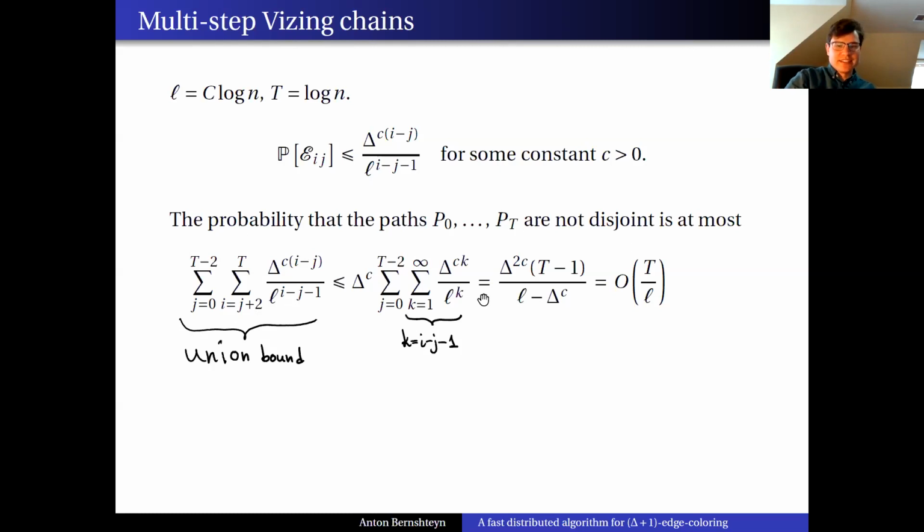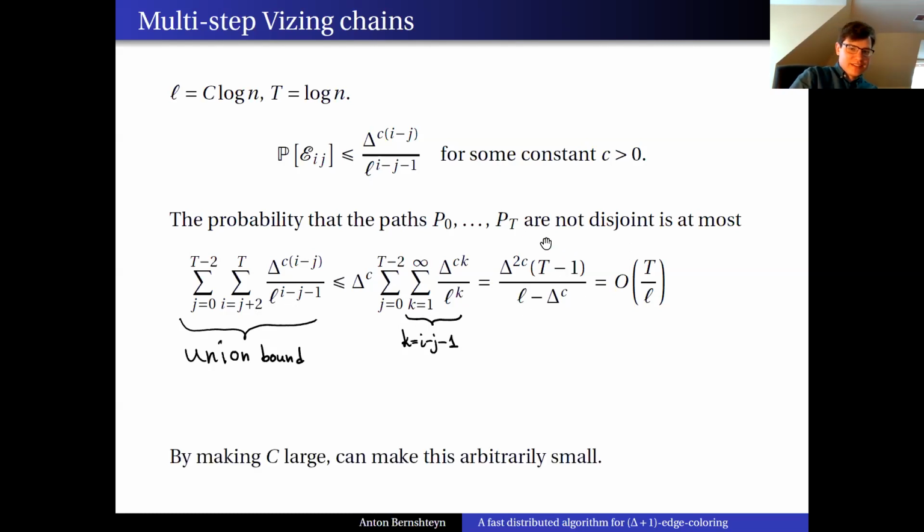And if you rewrite this a little bit by introducing an extra variable k for i minus j minus one, and increasing the summation all the way to infinity, you see that this is a geometric series, which can be summed up. It's crucial that the summation starts from one. Because of this, the sum is actually small. We get this L in the denominator because of that. So the calculation is this, and there is some constant, which is delta to some constant power. Essentially on top we have T, and on the bottom we have L. This is big O of T over L.